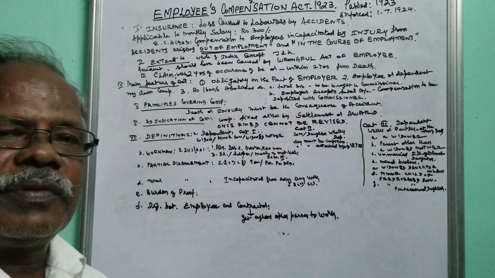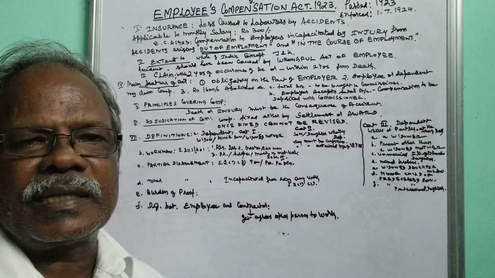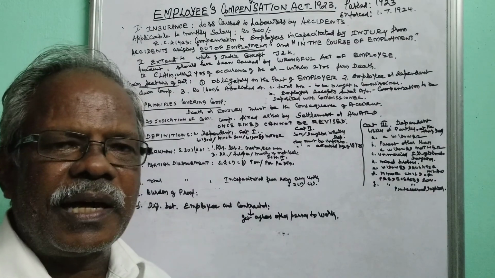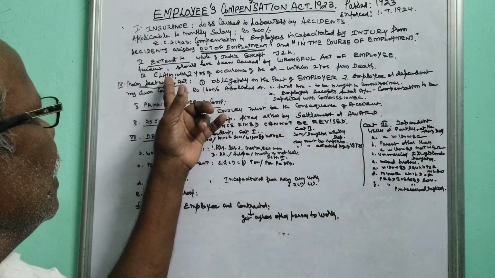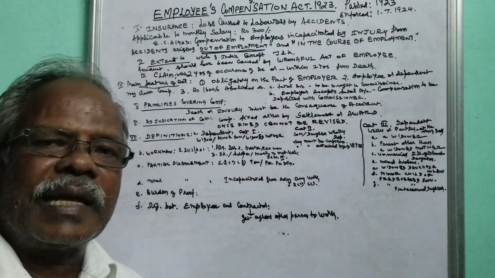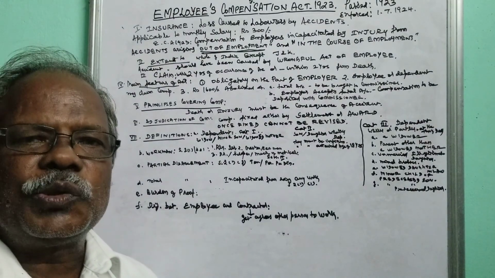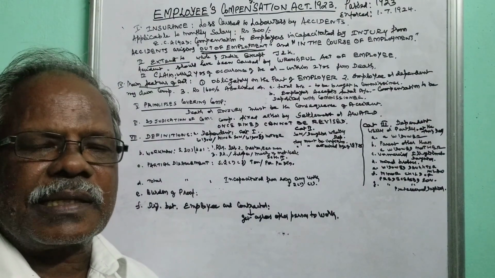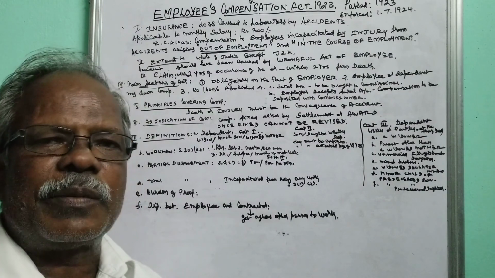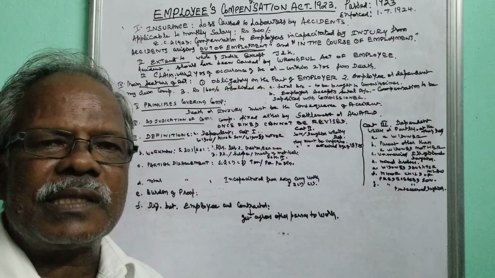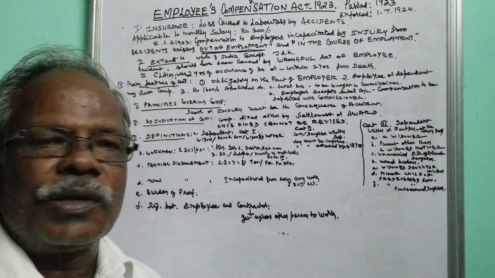Now we'll discuss the extent of the act. This act extends to the whole of India except Jammu and Kashmir. And then the claim: the claim should be made within 2 years of the accident, either partial disablement or total disablement, or within 2 years of the occurrence of death while doing duty.